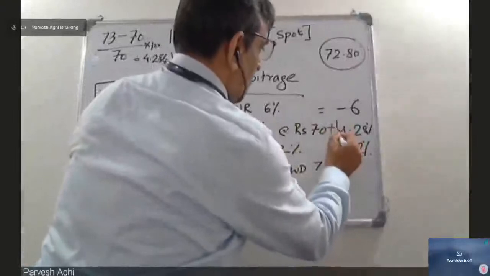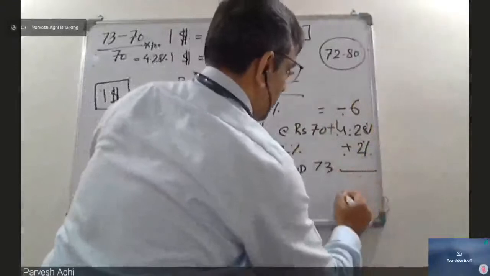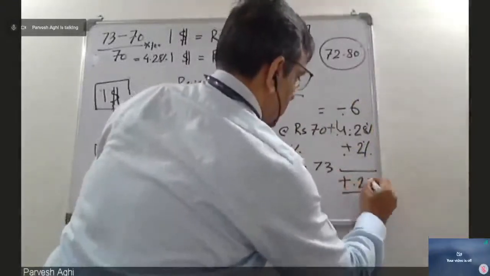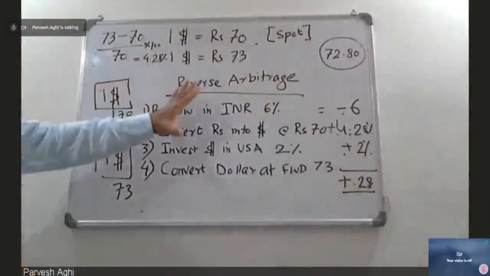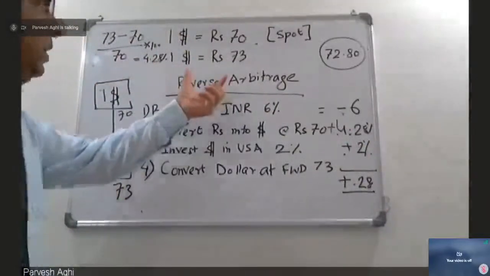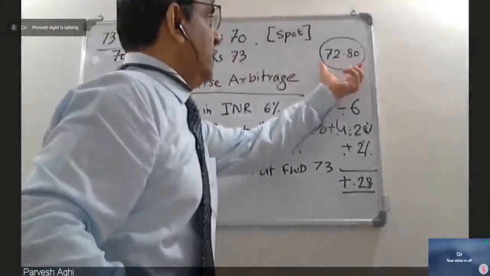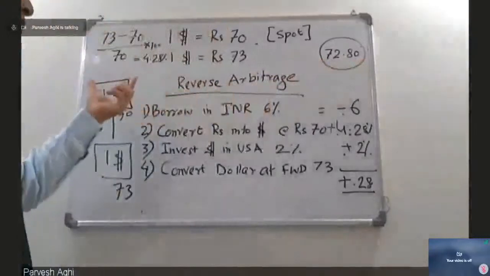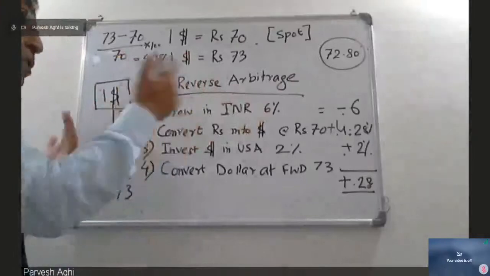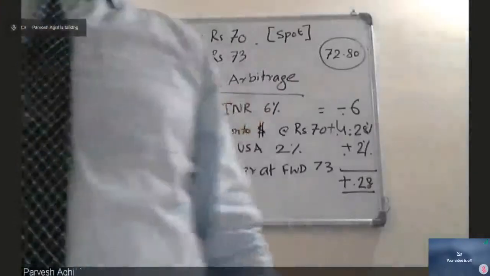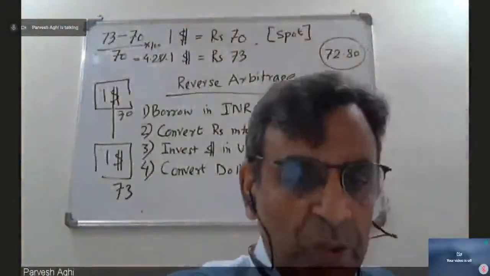So what is your gain? 4.28 plus 2 is 6.28, minus 6. So your net gain is plus 0.28. Okay, fine. So this is called the reverse arbitrage. In case the rupee is not working out as per the interest arbitrage theory or interest parity theory as 72, then you may have either the normal arbitrage or the reverse arbitrage, depending upon how far the currency has depreciated or appreciated against it. I'll just show you this on the screen now.